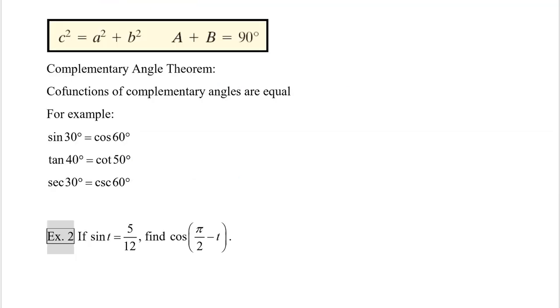So a couple of things to remember if we have a right triangle with angles A, B, and C. This would be side A, this would be side B, and this would be side C. And we know that the relationship of the three sides of a right triangle is a squared plus b squared is equal to c squared. And we also know that the two acute angles in a right triangle have to add up to 90 degrees.